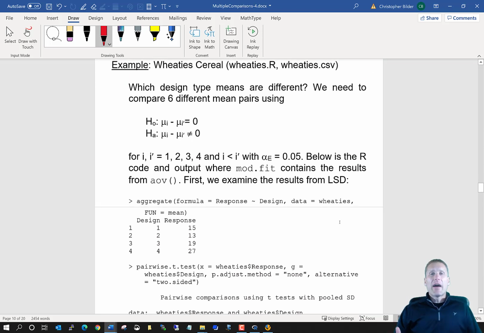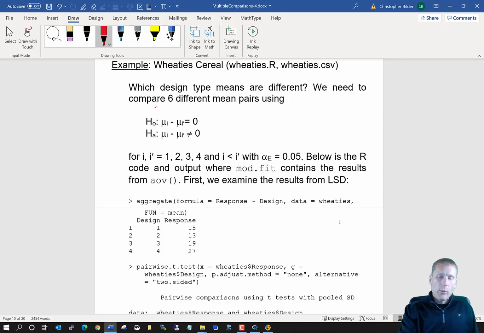Okay, now finally we get to an actual numerical example. We're going to go back to the Wheaties example. And remember, we found when we did the overall hypothesis test for equality of means for the 4 different design types, we ended up rejecting H0. So now what we want to do is find out which pairs of means for the design types are different from one another. And this will then potentially lead us to a strategy to recommend to General Mills about which of these design types would maximize the corresponding sales for Wheaties.